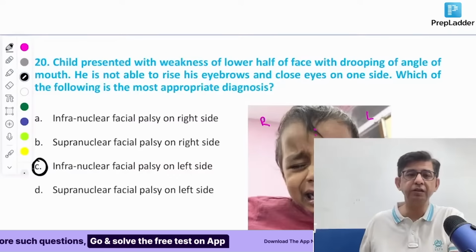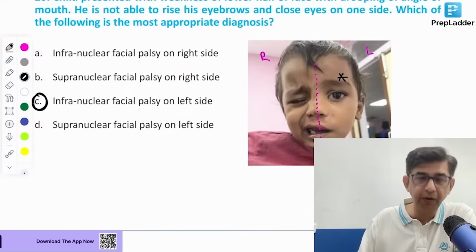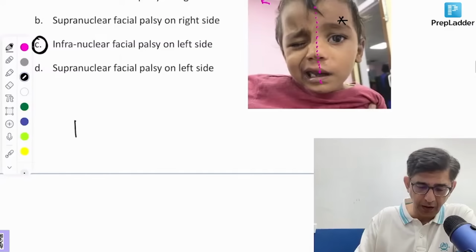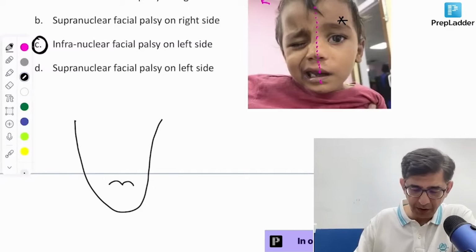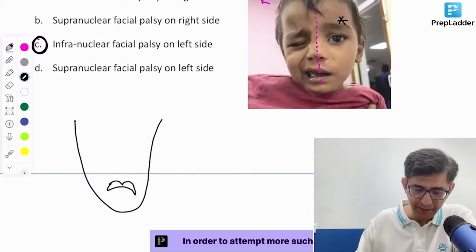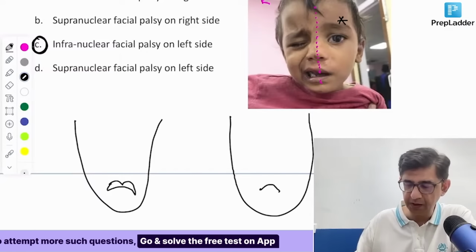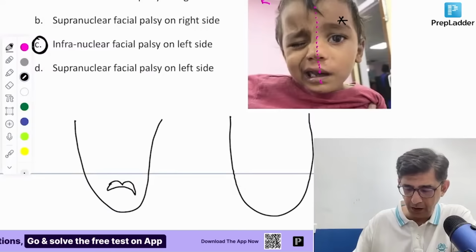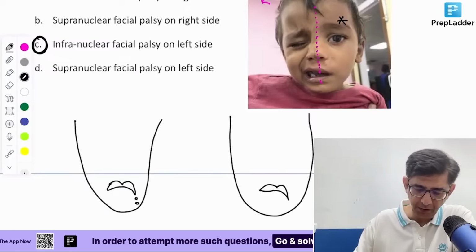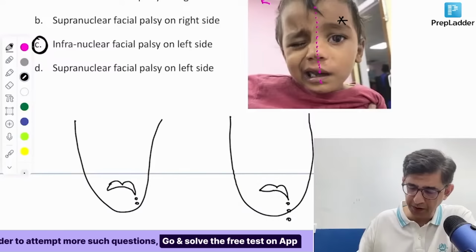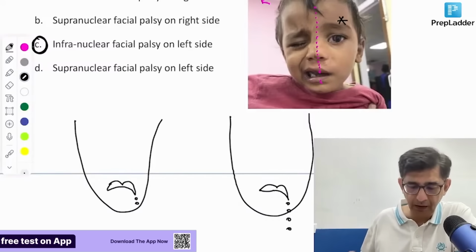What I was mentioning is regarding the supranuclear and the infranuclear palsy. So I'll draw a quick diagram representing the same. If you get an image-based question in which the patient is having drooping of face on one side where the saliva can be leaking from the corners of the mouth also, you'll be wondering to yourself, is it supranuclear palsy or is it infranuclear palsy?